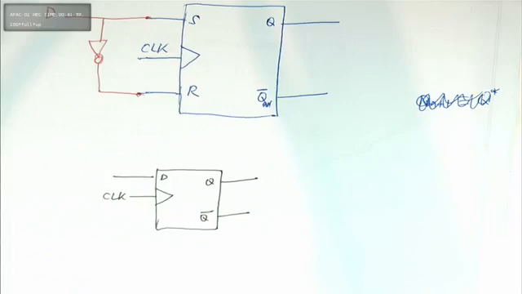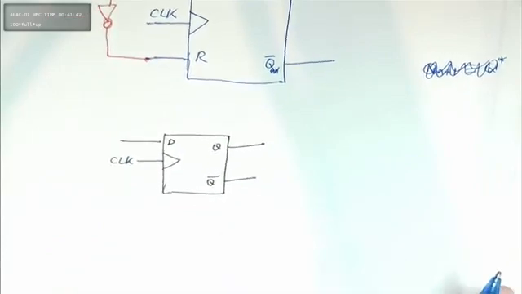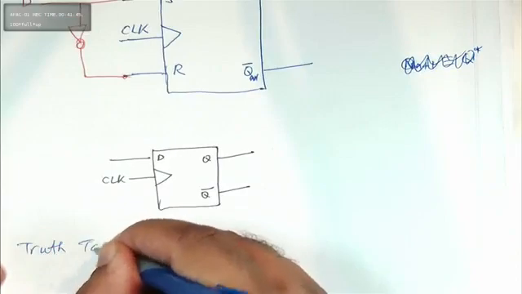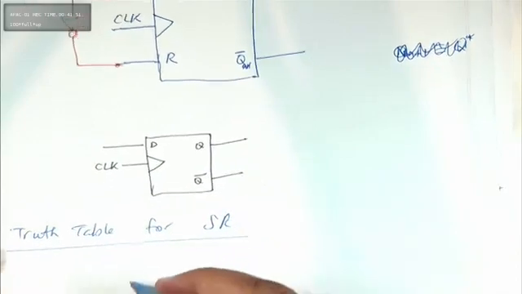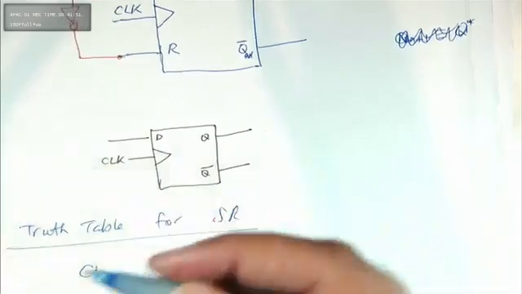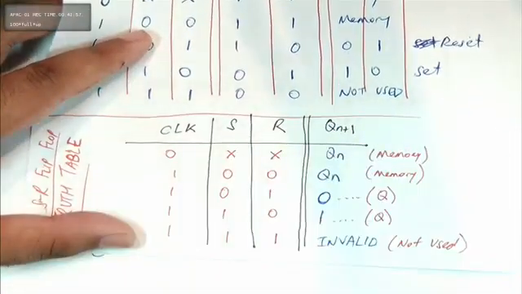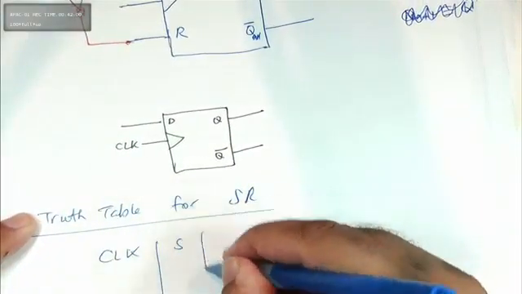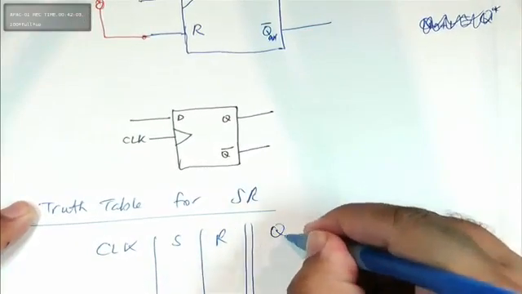guys, let me just do a quick thing over here. So the SR flip-flop, the truth table for SR looks like this, right? Let's just do it very quickly. I don't want to damage the notes here. So it was clock, S, R, Qn plus 1.